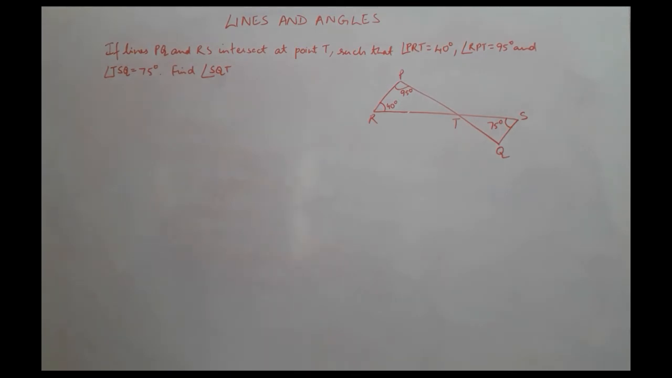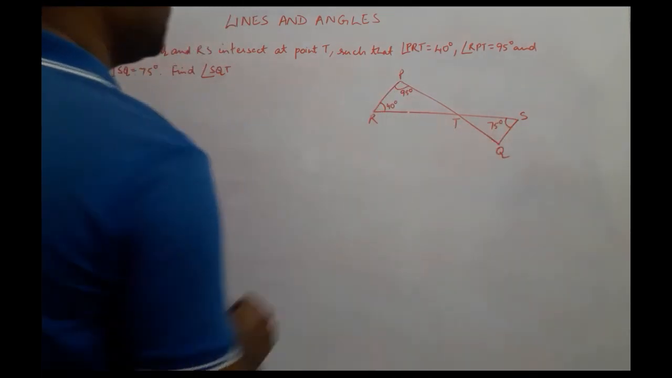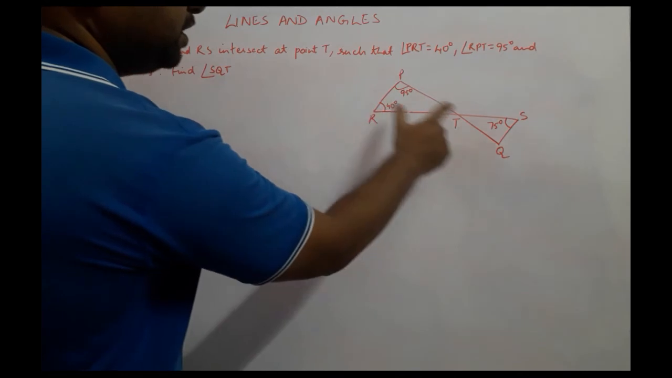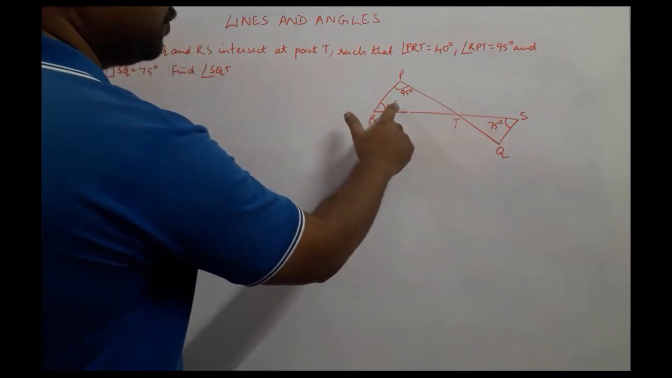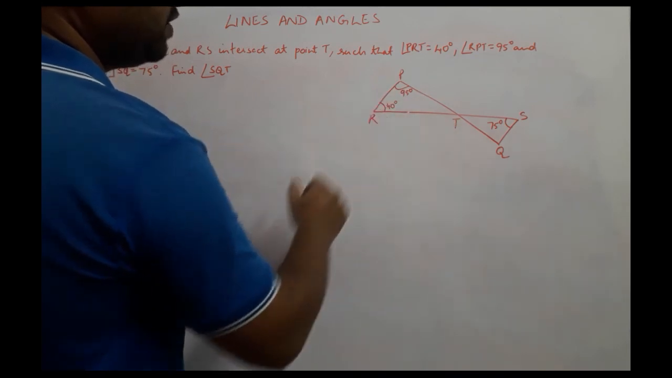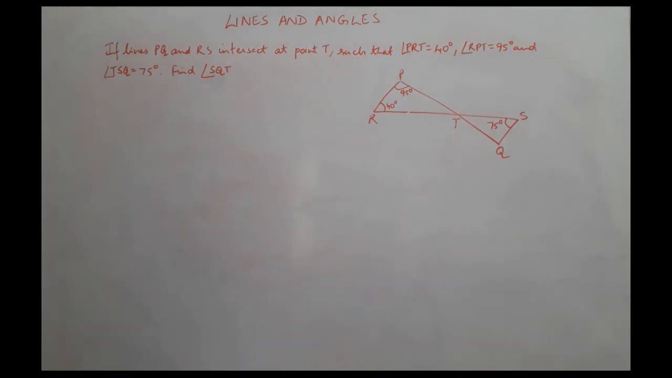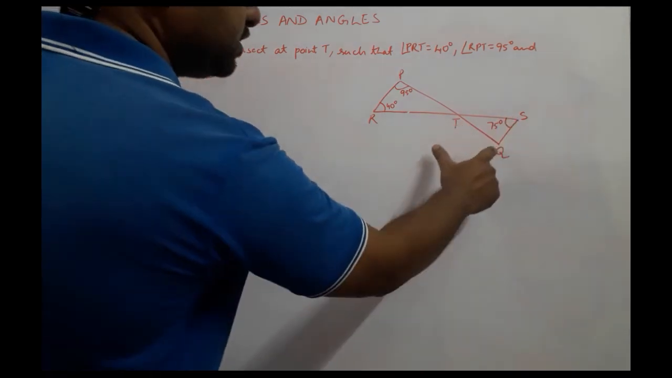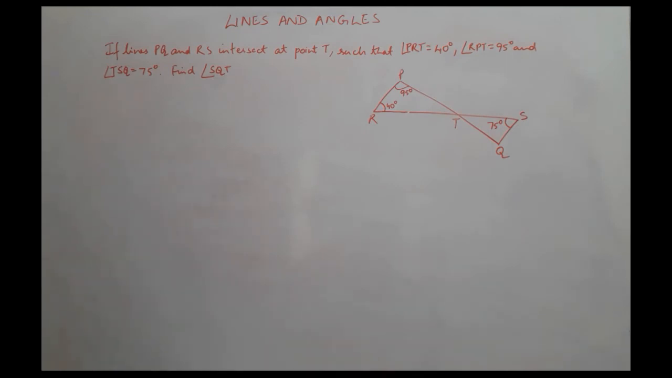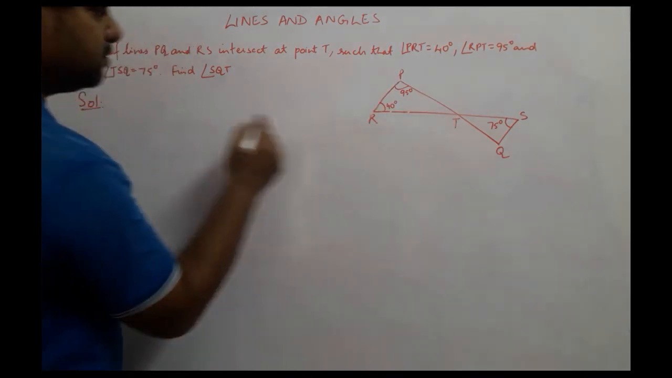The problem says, if lines PQ and RS intersect at point T, such that angle PRT is equal to 40 degrees, angle RPT equal to 95 degrees, and TSQ equal to 75 degrees, find angle SQT. Okay, so let's begin with what we have given. So we'll begin with this particular triangle, that is angle PTR.